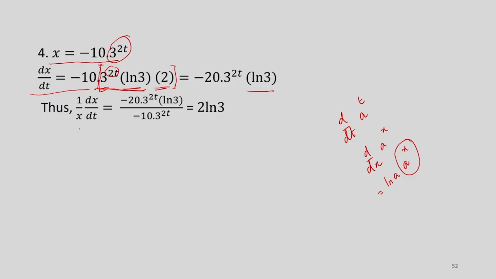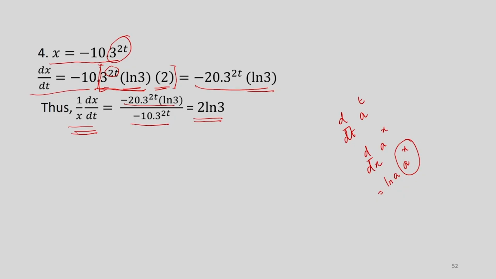Alright, so this was dx/dt, but our purpose is not to find dx/dt. Our purpose is to find this dx/dt divided by x. So for that I use this formula. In the numerator I have dx/dt, which is this. In the denominator I have the x, which is this, and many terms will actually get cancelled out. The minus signs will get cancelled out, and I am left with 2 log of 3. All right, so that is the answer.